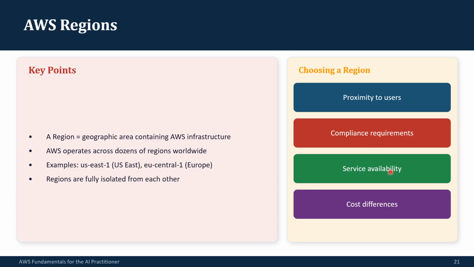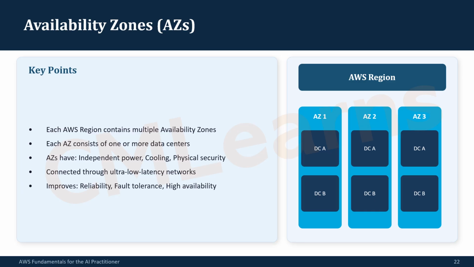And service availability. Some regions won't have all the AWS services. Some will have some, some will have others. So we have to understand what services we want, and select the AWS region according to that. And cost differences, yeah, that's very important. There will be a big difference between the cost in US East and in Mumbai or Hyderabad in comparison. And that's all about AWS regions.